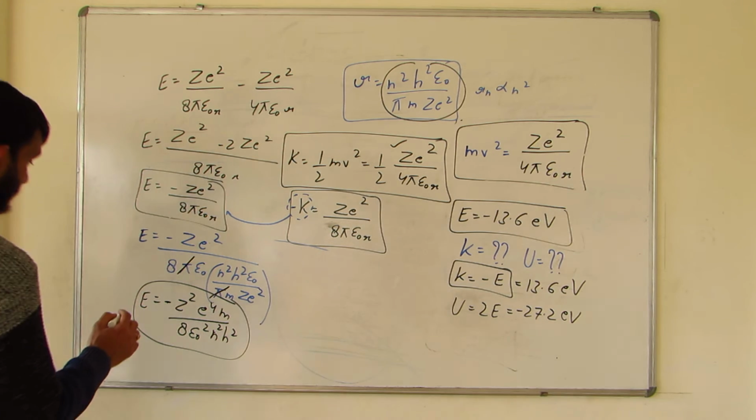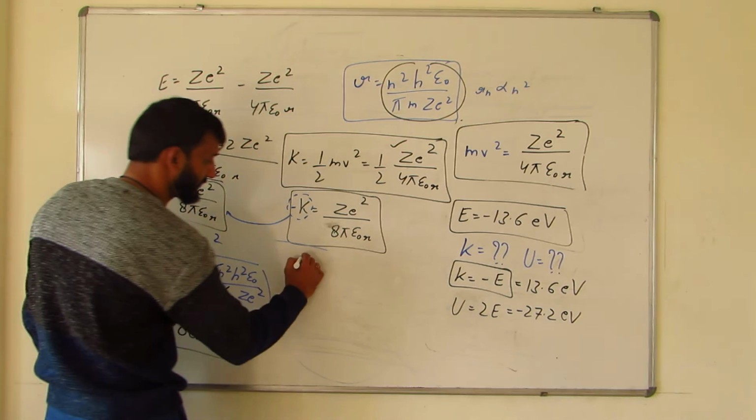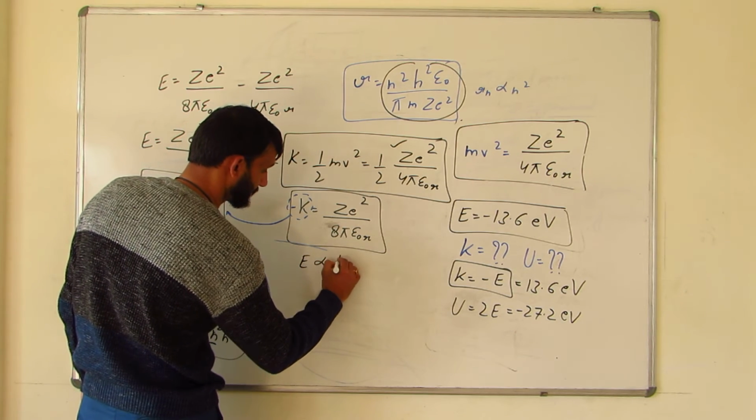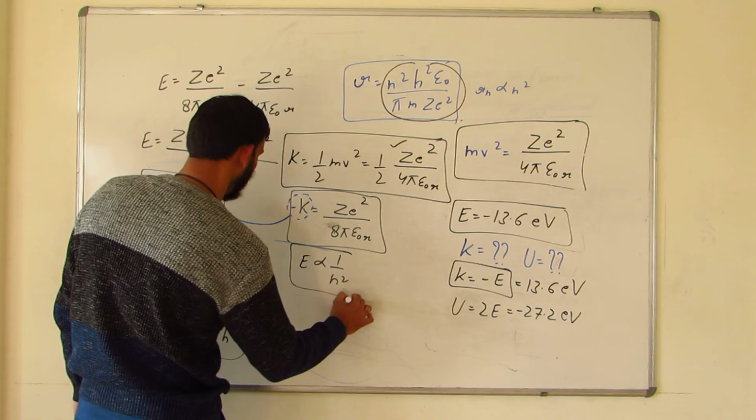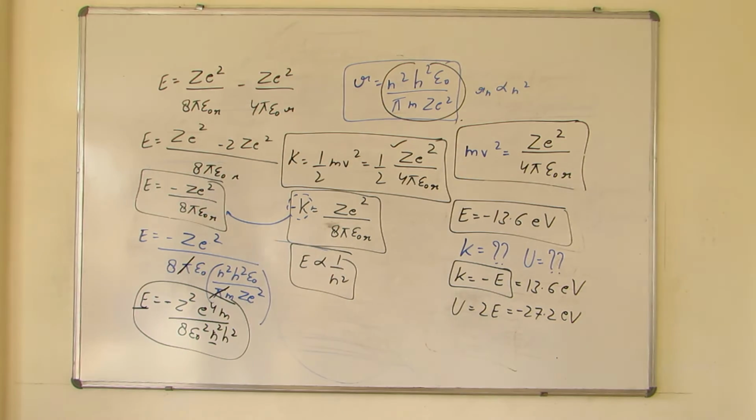I see that energy is inversely proportional to n square. This is again important, like we did that relation part. This is also important for energy. Total energy is inversely proportional to 1 upon n square, right? Now I will tell you the question from this also.